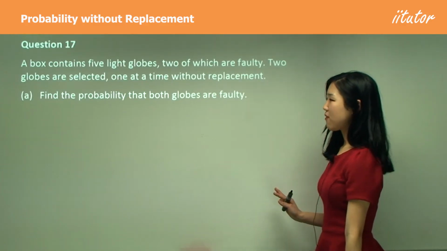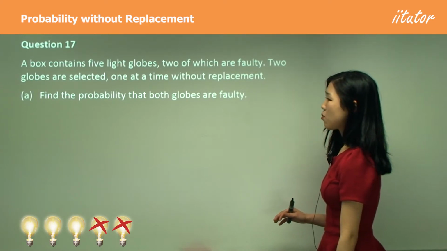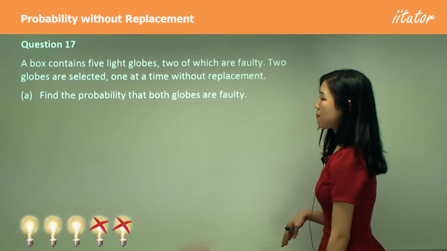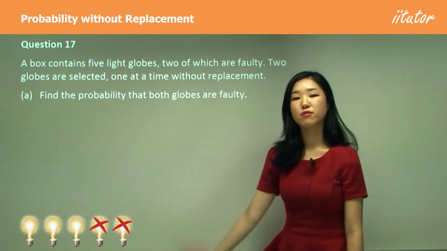A box contains 5 light globes, 2 of which are faulty. 2 globes are selected one at a time without replacement. A. Find the probability that both globes are faulty. 2 are faulty out of 5, so 2 out of 5 are faulty globes.